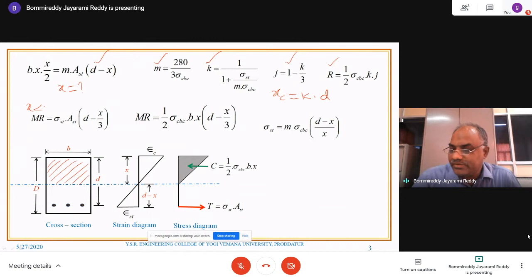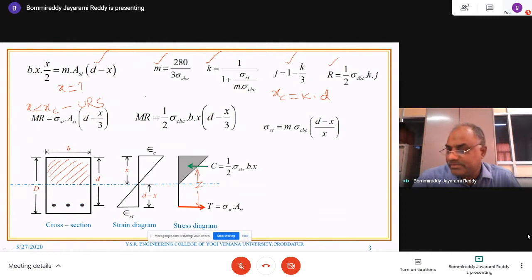If x is less than xc, then it is called the under reinforced section. Once it is under reinforced section, moment of resistance is governed by the steel reinforcement. So what is the moment of resistance? T multiplied by Z. Z is the distance between the 2 forces. T multiplied by Z. What is T? Sigma st, ast. Z is d minus x by 3. So use this formula and compute moment of resistance.